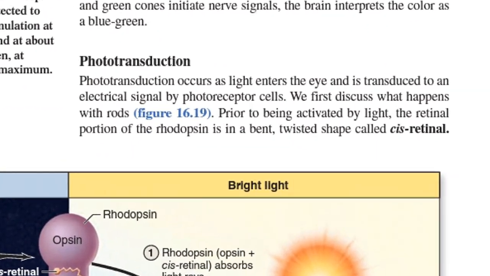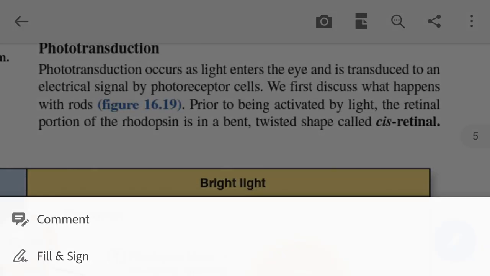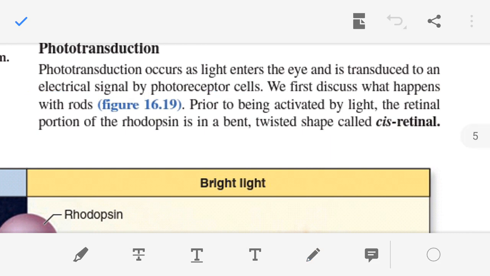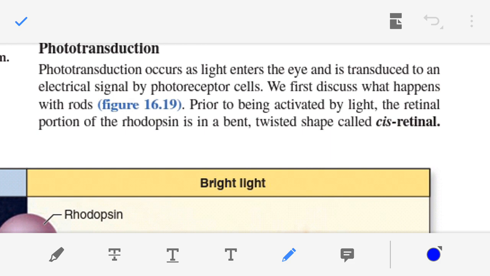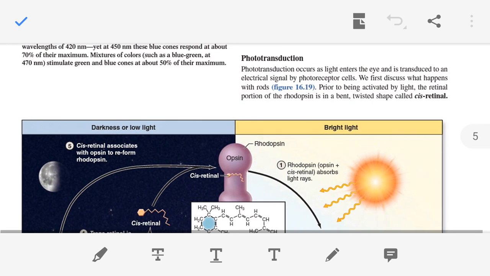Now once the light is absorbed by this photopigment, the process of phototransduction occurs. So what is phototransduction? Phototransduction occurs as light enters the eye. In transduction, an electrical signal is generated by the photoreceptor cell. That means once the light enters our eye, phototransduction occurs, and the photoreceptor cells, the rod and cone, generate the electrical signal or the nerve impulse, or we can say the action potential. So now what is the mechanism of phototransduction?